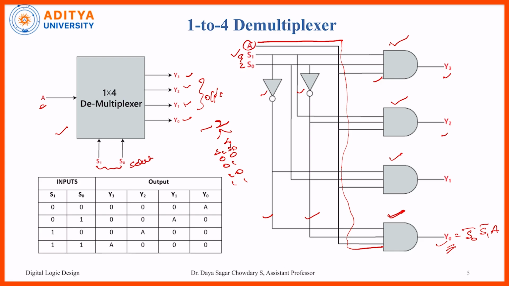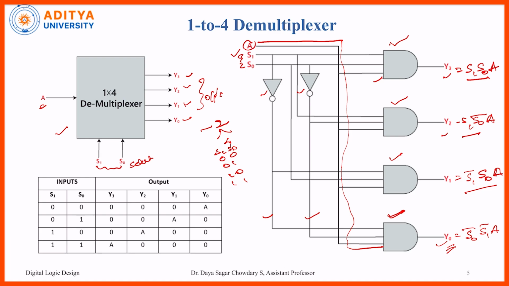So if we consider the equation for this Y1, A is the input that is common, and S0 is directly given, that means S0, and S1 is given only after inversion, so that means S1 bar. Likewise we construct Y2 equal to S1 S0 bar A, and here Y3 is equal to S1 S0 A. So likewise we can construct simply the S1 and S0 following the simple binary combinations.